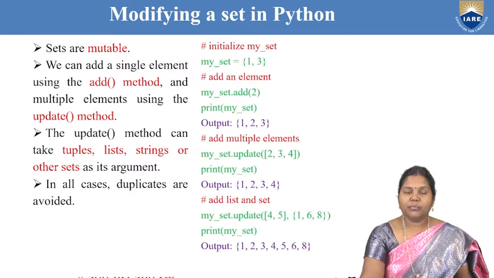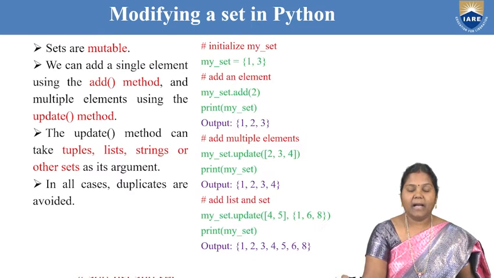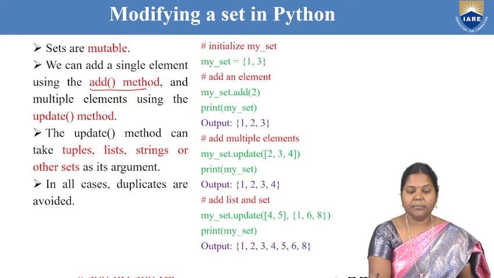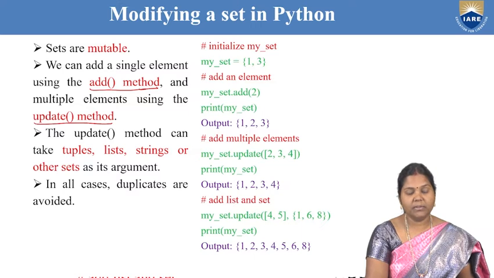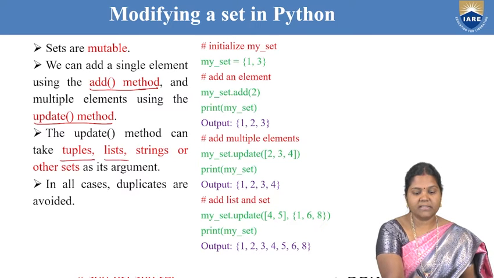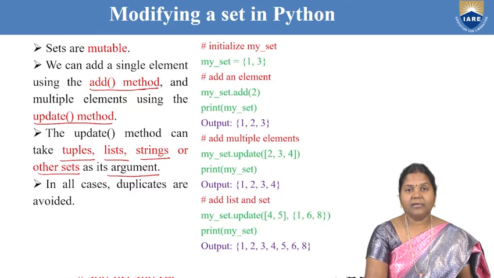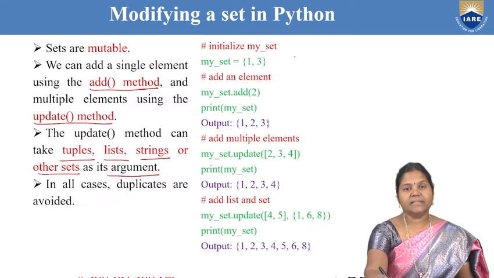Then we'll talk about how to modify a set in Python. As you know, sets are mutable. If you want to add a single element, then you have to go for the add method. If you want to add multiple elements, then you have to go for the update method. How to use the add method and update method, we'll discuss here. Now, what is the difference? Using the update method, we can take either tuples or lists or strings or other sets as its argument. But in all the cases, duplicate values are avoided. That is, every set should contain only unique values. Duplicates are not allowed.